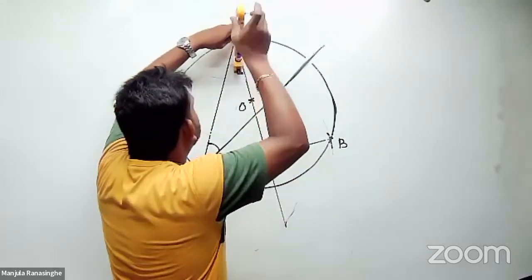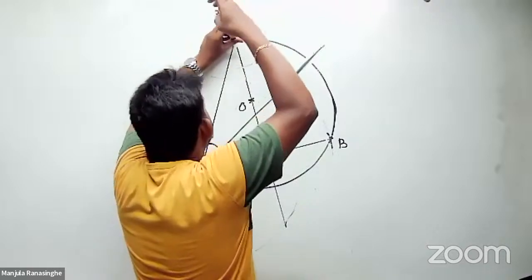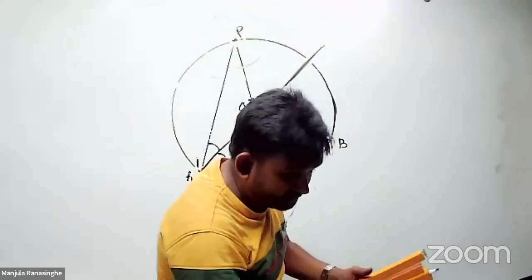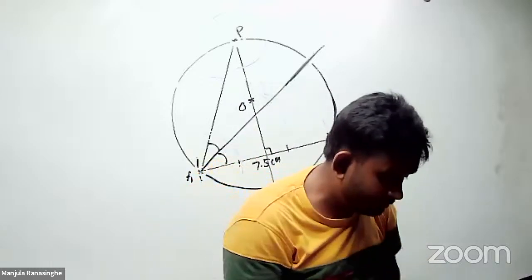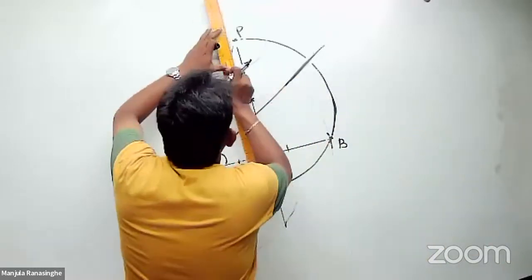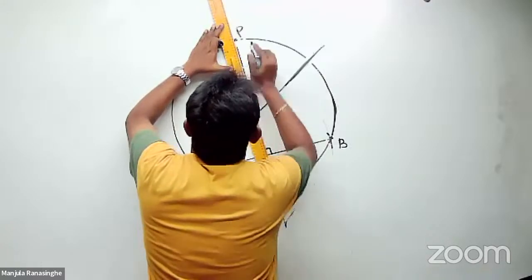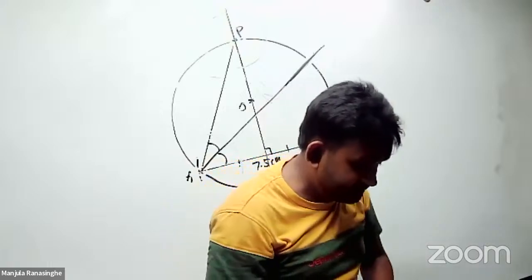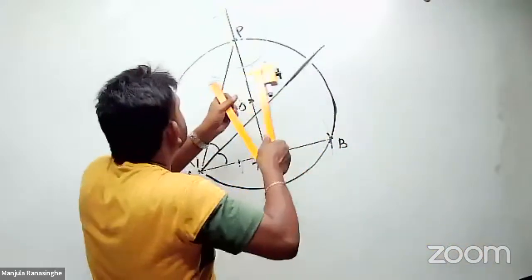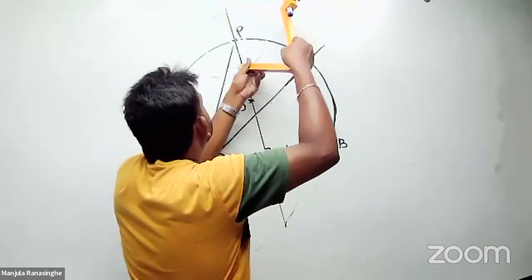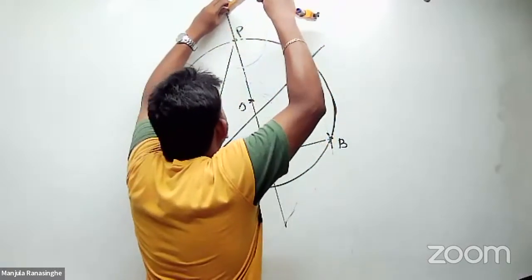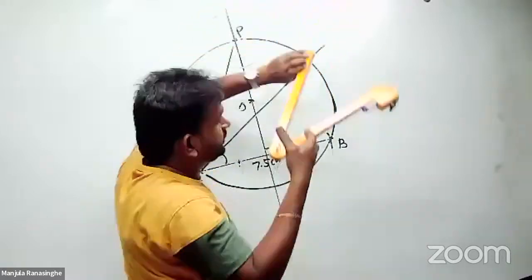Right, you can extend that side. Right, extend that side, then create that 90 degree, make an arc and make an arc here. Okay, right.